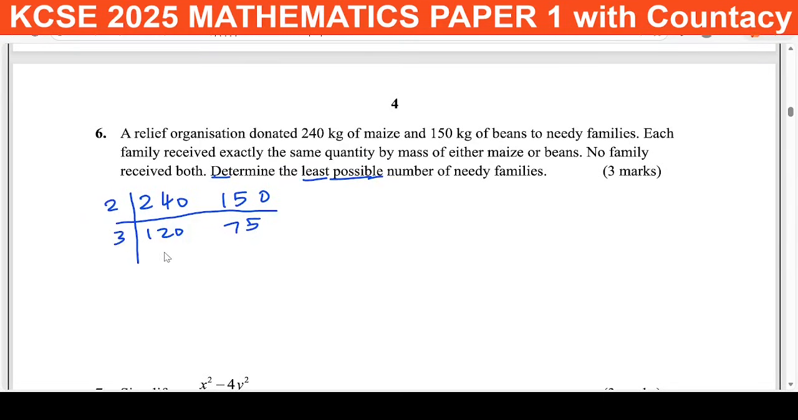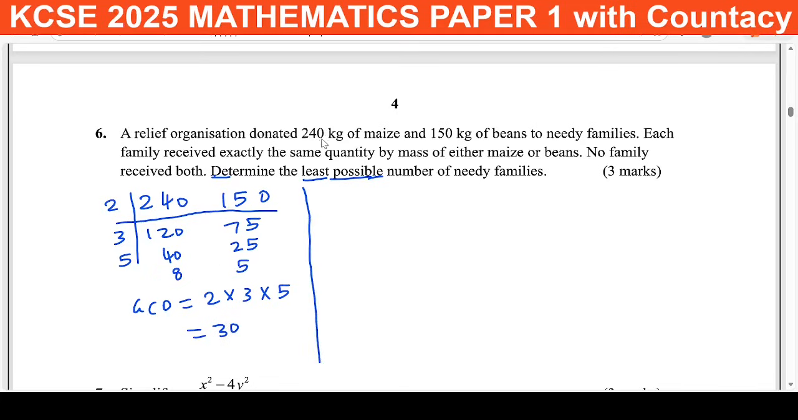So we divide by 3. Here we get 40, and I believe 75 divided by 3 is 25. And then finally we divide by 5. We get an 8 and a 5. There's no other number that we can divide with such that we are able to get a whole number. Therefore, the greatest common divisor is supposed to be 2 multiplied by 3 multiplied by 5, and that's going to give you 30.